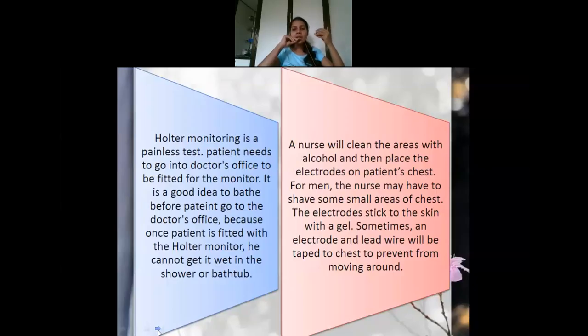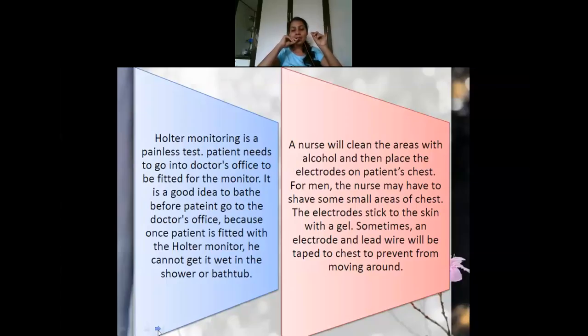So initially there is not much preparation here, because it is a non-invasive procedure. There is no need of sedation, nothing. The only main thing is you will take a thorough bath before, because after fixing the monitor you cannot have a bath. So clean your entire body. And suppose there is a lot of hair all over the chest, in that case the nurse may just trim or remove the excess hair, because it will be very difficult to put the electrodes. After that they will connect the electrodes.